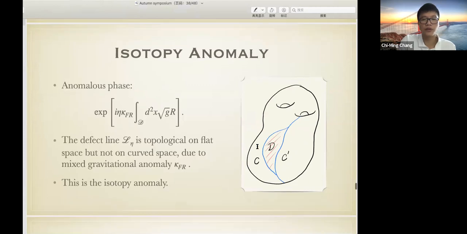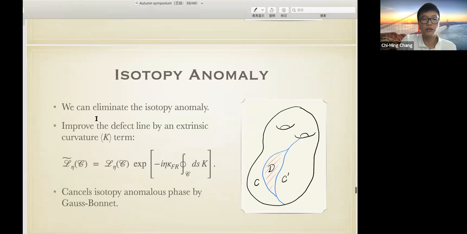So this tells us that if we sweep the curve, deforming it from C to C prime, it will generate a phase given by this integral. So this tells us that the defect line L is topological on flat space, but not topological on curved space, due to this mixed gravitational anomaly. And this is what we call the isotopy anomaly of the defect line.